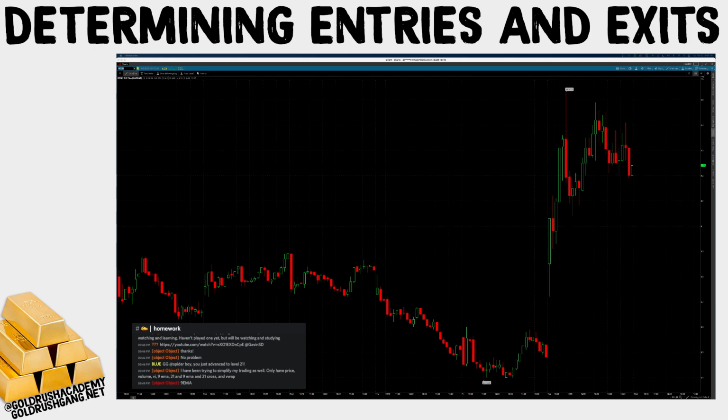9 EMA, price, volume, VI. I don't know what VI is. 9 EMA, 21, and VWAP. VWAP and 9 EMA, 20 SMA. Oh, the vortex indicator. Copy. That's a good one. What else do you guys use? 9 day, or VWAP, RSI, MACD. Yeah, that's good with the MACD.